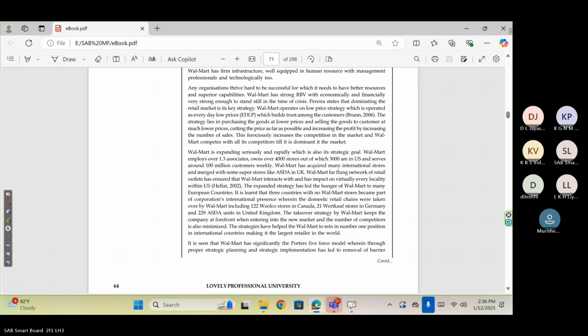No? The takeover strategy, acquiring, the takeover strategy by Walmart keeps the company at the forefront when entering into new markets, and the number of competitors minimized.